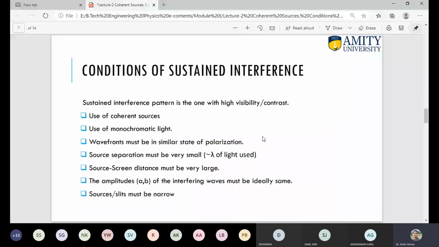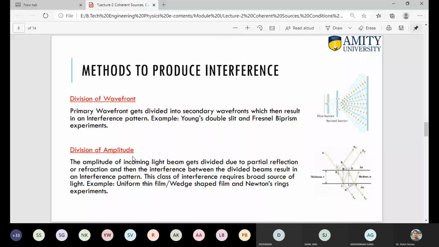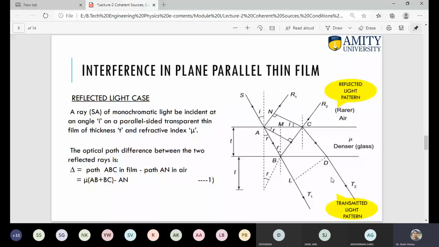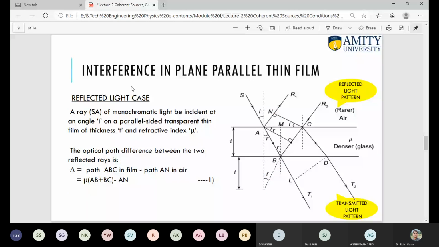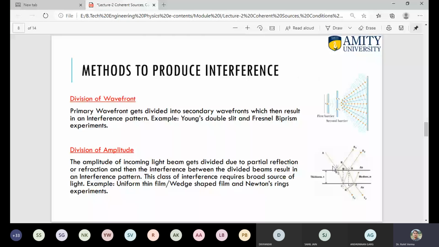And the second example is the amplitude division. You can see the same diagram. This is a diagram of interference in thin films. In this case, what happens when a ray of light is incident on the surface of an oil film?